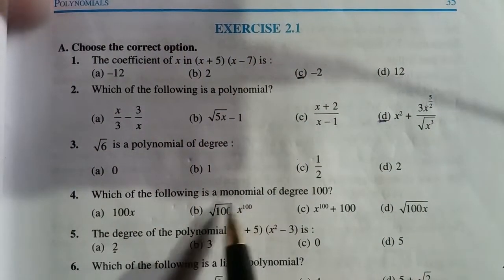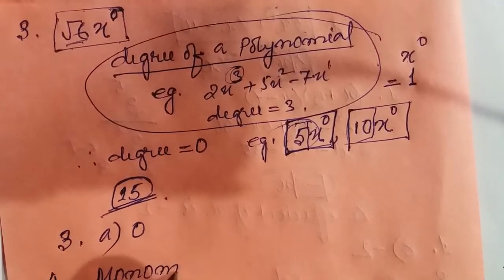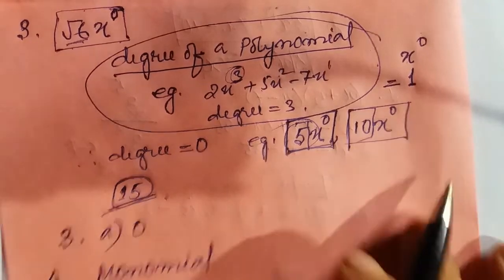Which of the following is a monomial of degree 100? So a monomial is a polynomial which has only one term.